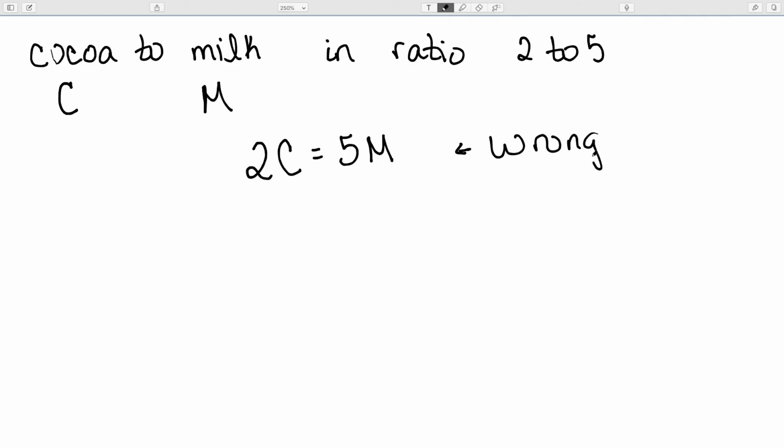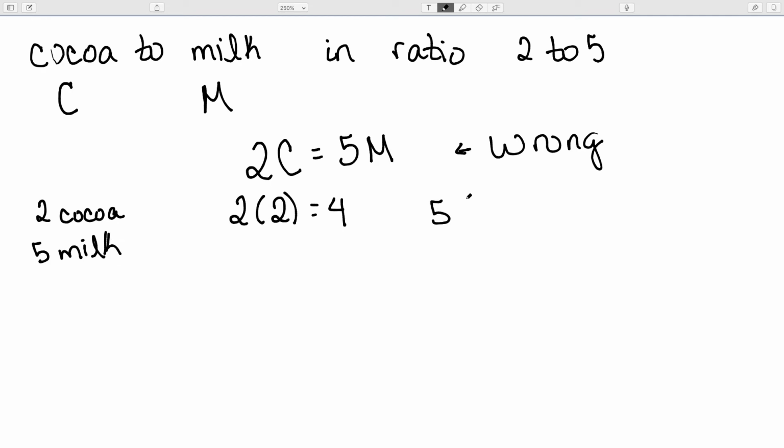However, that is wrong. You might ask why it's wrong. Well, we know that 2 cups of cocoa goes with 5 cups of milk. So if I say we have 2 cups of cocoa, then 2 times 2 is equal to 4. However, that should also have 5 cups of milk. And 5 times 5 is 25, not 4. So this would not be a valid equation.